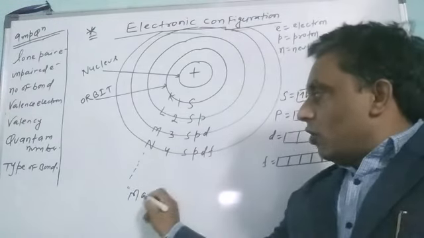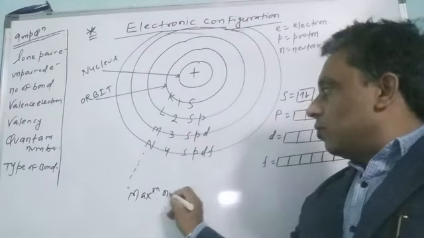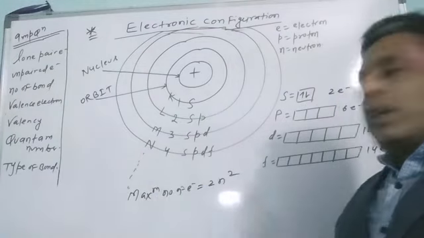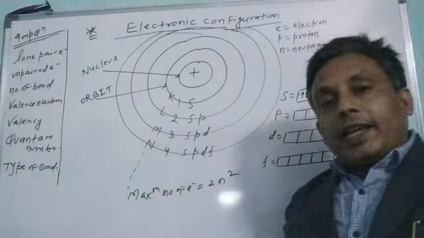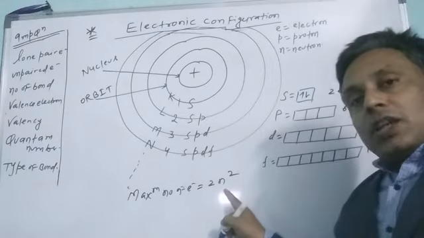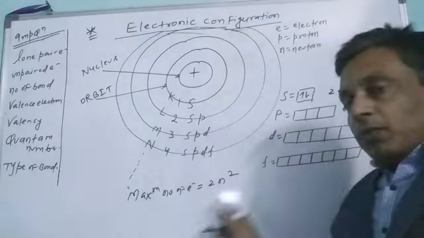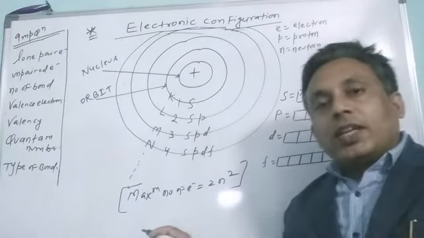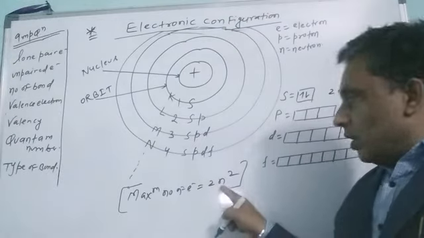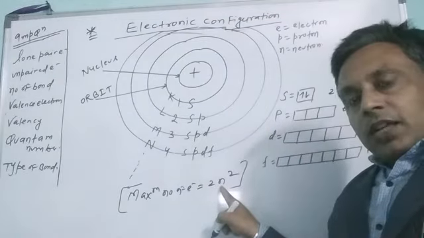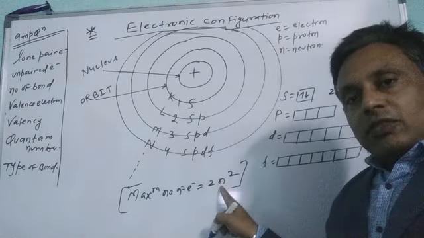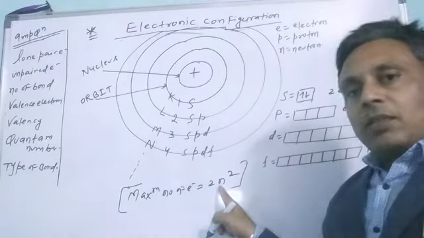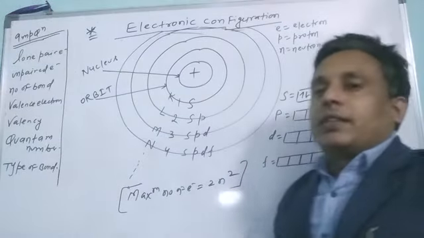Maximum number of electrons is equal to 2n square, where n is the number of the orbit. On this formula, we calculate the maximum number of electrons in different orbits. If we put 1, it means the first orbit, and the maximum number of electrons is 2. If we put 2, then for the second orbit, the maximum number of electrons is 8.